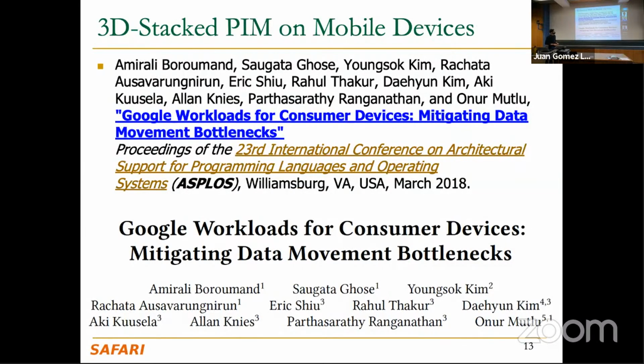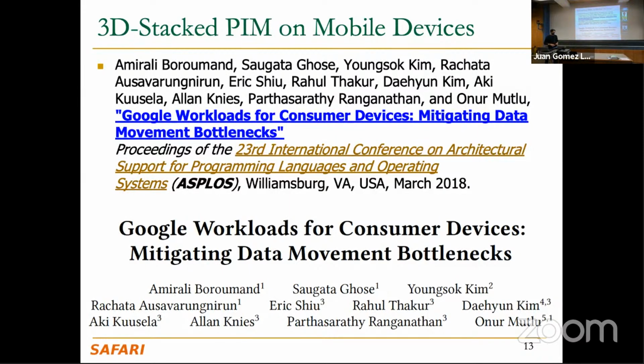Another example is this Google workloads for consumer devices. Here it's an interesting work, as you may remember, where we perform a characterization of these workloads in order to show the need for processing in memory in mobile architectures, mobile systems. There are, as you may remember, different parts of the consumer applications that show a lot of data movement, and one way to alleviate this data movement is using processing in memory. So that's the approach that is taken in this paper.